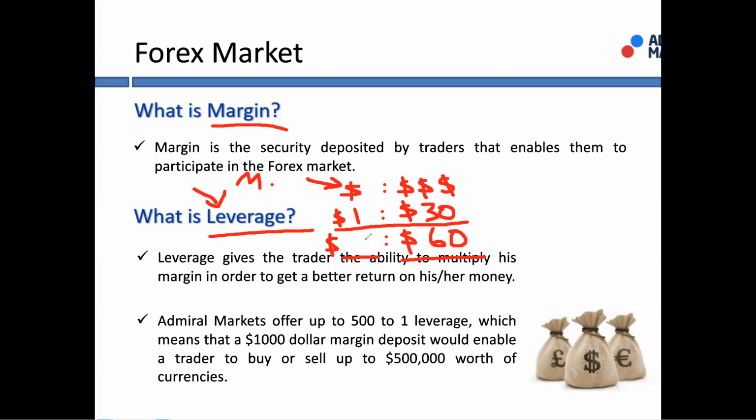All righty. So if you thought to yourself $2, you're absolutely right. Why is that? If you're not sure, because if we wanted to control $60, we're dealing with leverage of 1 to 30. So we need $1 margin to control $30. Divide 60 by 30, we get $2.